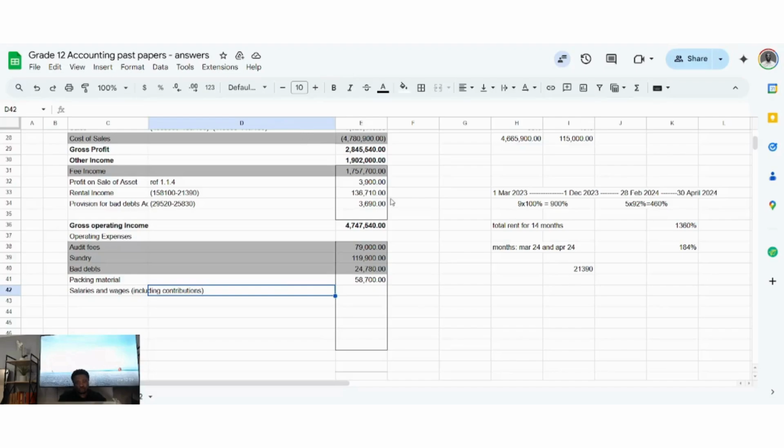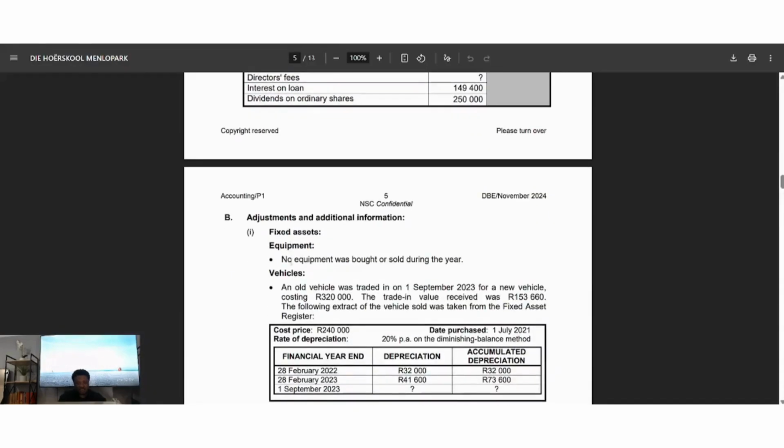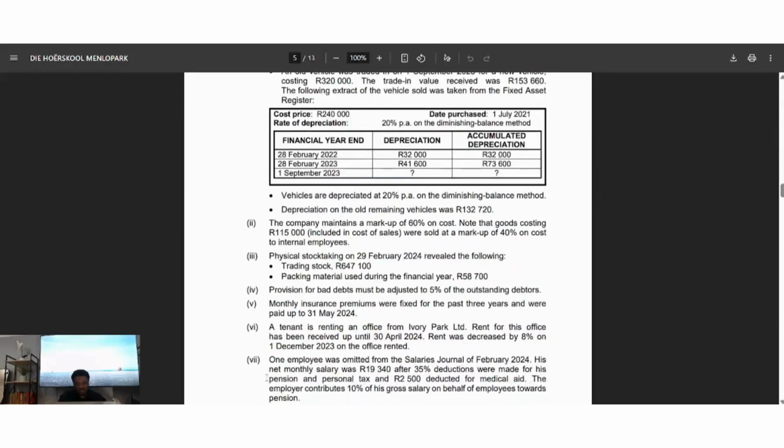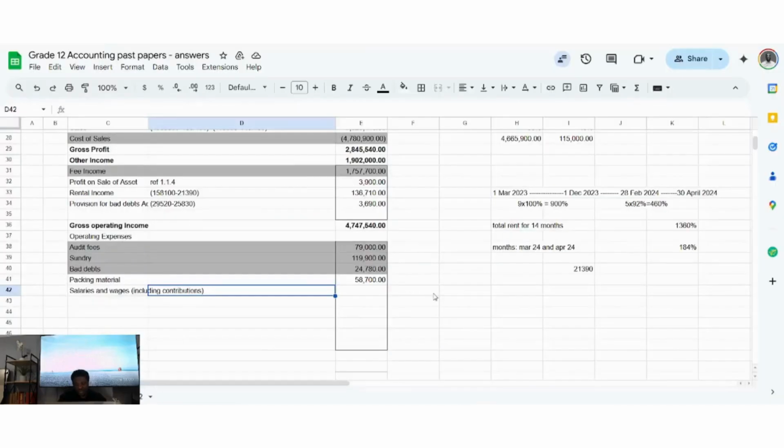So let's look at the information. What does the information say about these wages and salaries? Well, I think it's information number 7. One employee was omitted from the salaries journal of February 2024. The net monthly salary was 19,340 after 35% deductions were made for pension and personal tax, and then also after the 200,000 was deducted for the medical aid. And then the employer contributes 10% of his gross salary on behalf of employees towards pension. Okay, so let's try to break this down. So this person gets a gross salary, right?